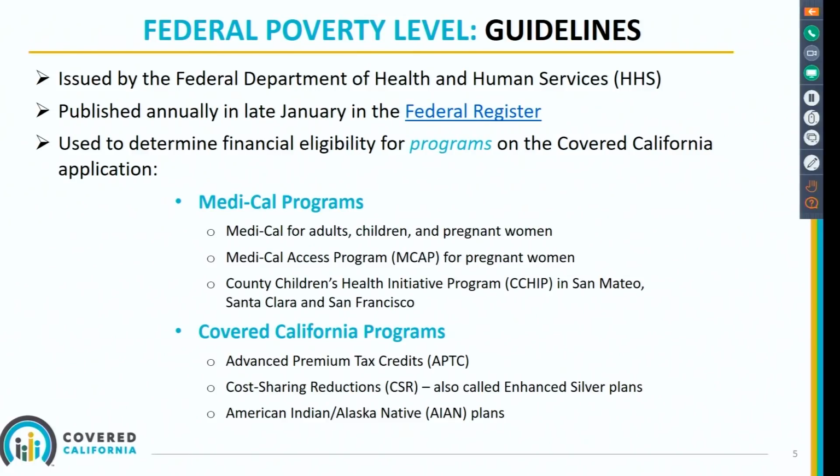And then under the Covered California umbrella, we have our main program, APTC, Advanced Premium Tax Credits, which is sometimes called financial assistance, can also be called premium assistance or tax subsidies. That's our main program. We also have a cost-sharing reduction program, those 3 levels of enhanced silver plans. And we have our American Indian Alaska Native zero cost-sharing plans. So that's the suite of different programs that are on the online application and that FPL is used to assess eligibility for.